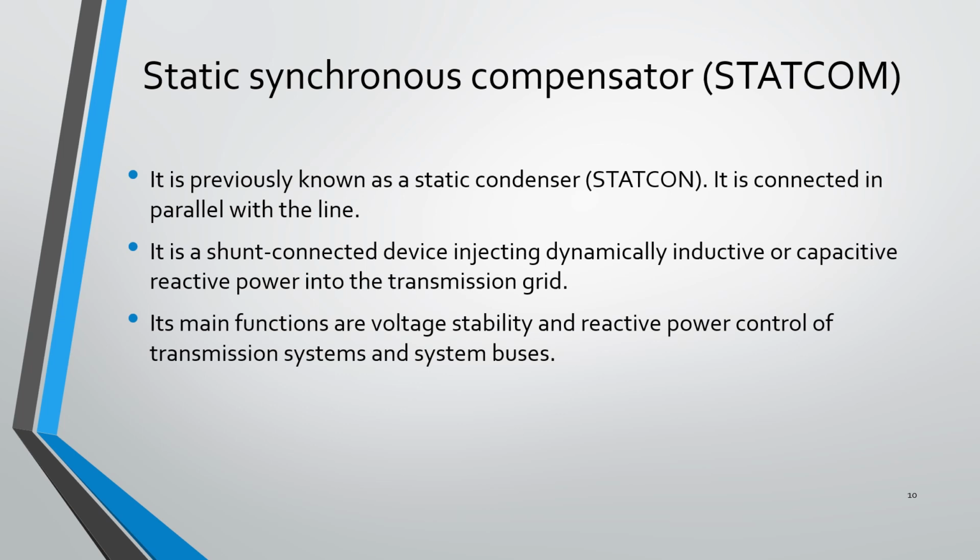Okay, these are some devices which are used for compensation, that is static synchronous compensator, STATCOM. Obviously you know it is a synchronous compensator, you can also call it a synchronous condenser. So a shunt connected device injects dynamically inductive or capacitive reactive power into the transmission grid. Its main function is voltage stability and reactive power control of the transmission system and system buses.